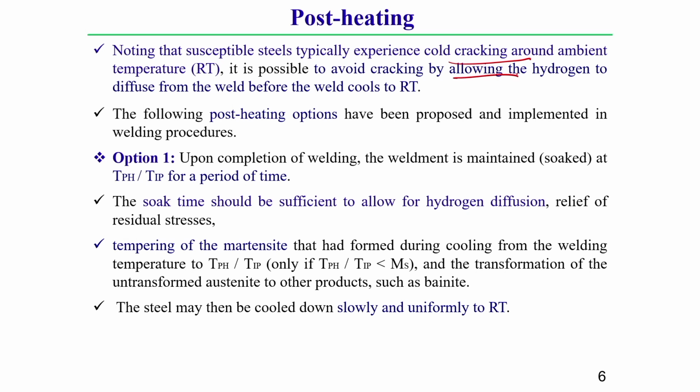So, what we note is that susceptible steel typically experiences cold cracking around ambient temperature, that we observed in the previous lecture also. It is possible to avoid this cold cracking by allowing the hydrogen to diffuse from the weld before the weld cools down to room temperature. That means, before reaching room temperature, if we are able to eliminate the hydrogen entrapped in the heat affected zone as well as the weld zone, then we can avoid HIC, that means hydrogen induced cold cracking. That is why this post heating heat treatment is widely used.